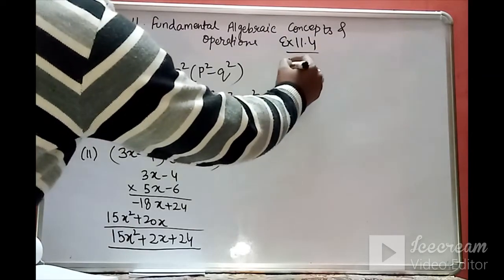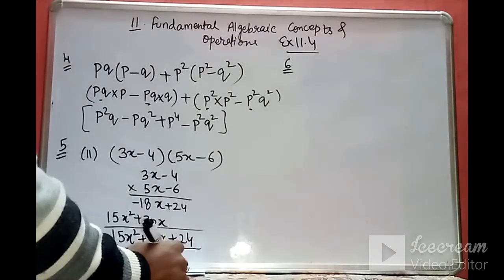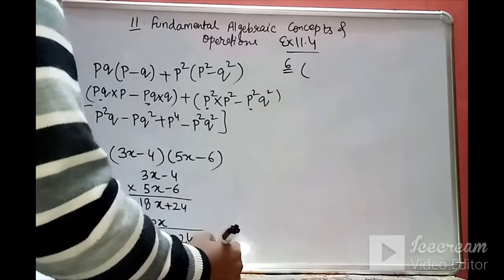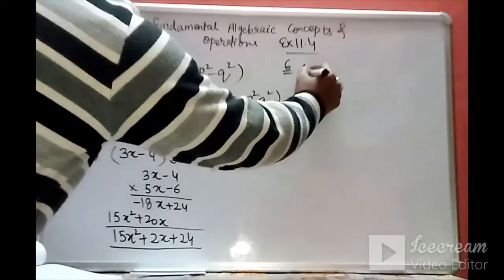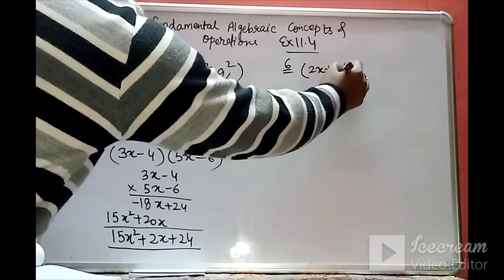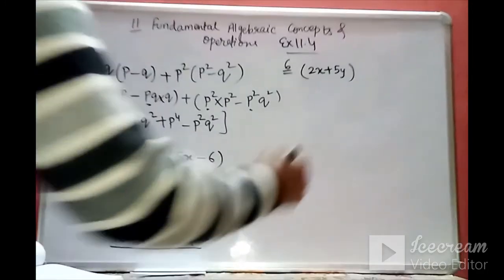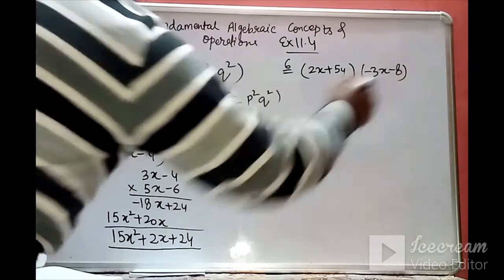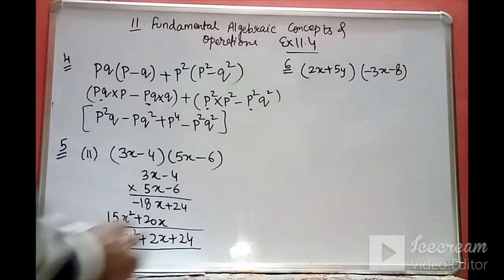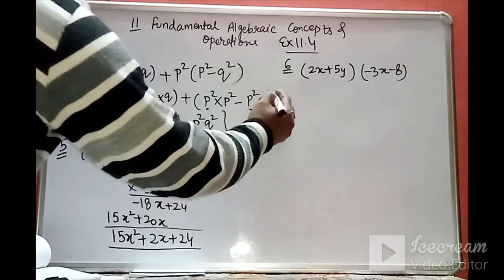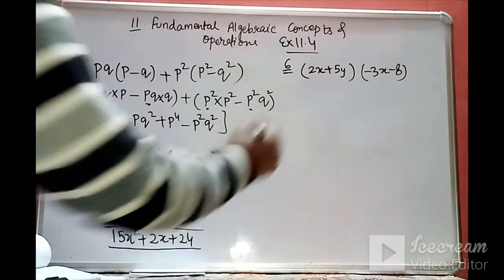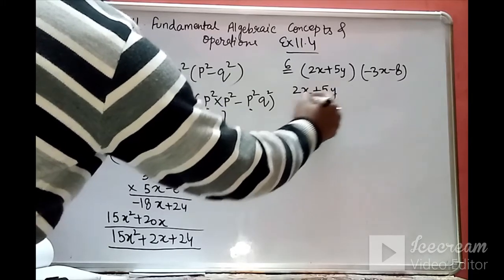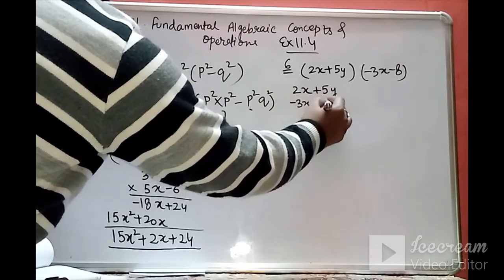Okay, then in question number 6, let's discuss one of the parts, like it is 2x plus 5y into minus 3x minus 8. Okay, so we have to multiply it. So again I will use the column method because it is most suitable. So 2x plus 5y, minus 3x minus 8.